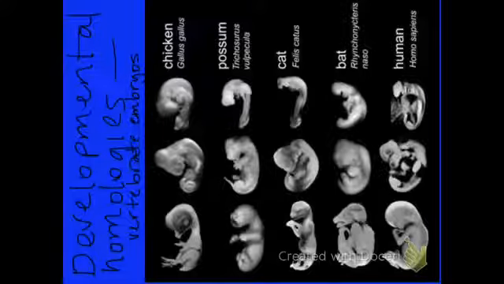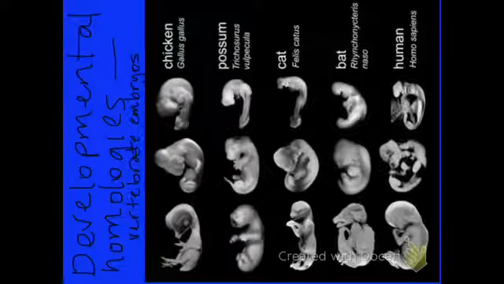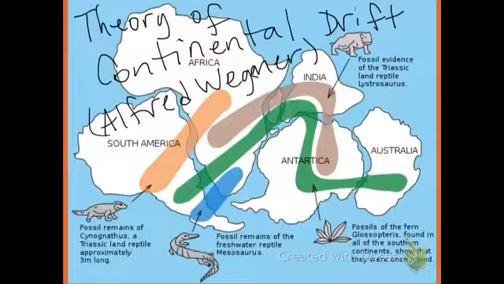These photographs show developmental homologies. Vertebrate embryos are compared here. Look at the chicken, possum, cat, bat, and human embryos for similarities. Alfred Wegener proposed a theory of continental drift to explain why fossils were found on different continents that were separated by oceans.